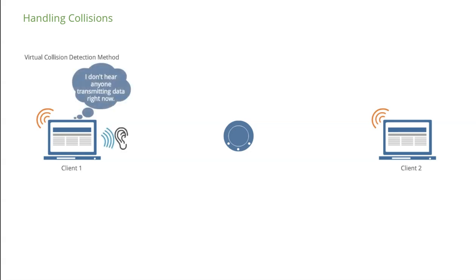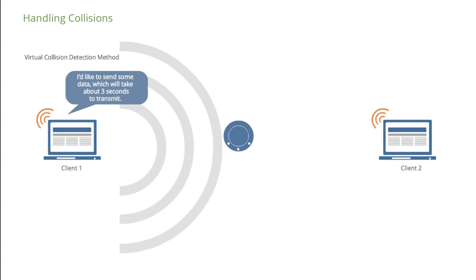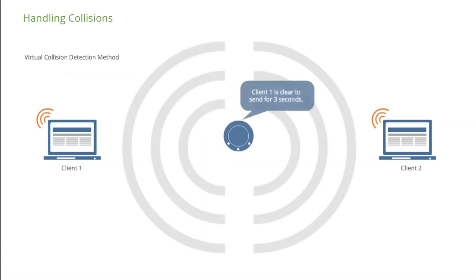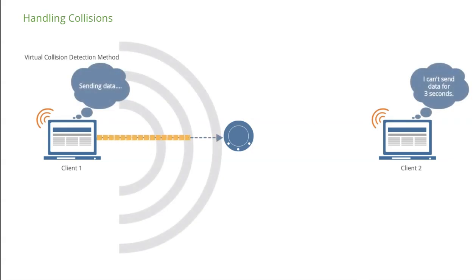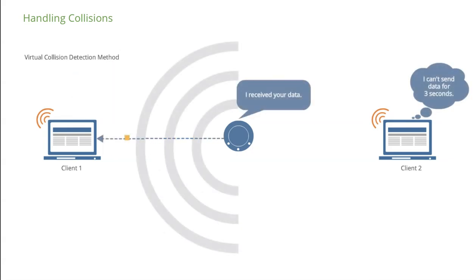The client first listens to determine if the channel is clear. If it is clear, it sends a request to send and specifies the duration it expects to require to send its data. Every client that hears this frame will know that it has to wait before attempting to access the channel itself. The access point responds with a clear to send, confirming the duration value. This solves the hidden node problem because even if client 2 can't hear client 1, it will receive the broadcast from the access point. Client 2 will not send data for the specified period of time.